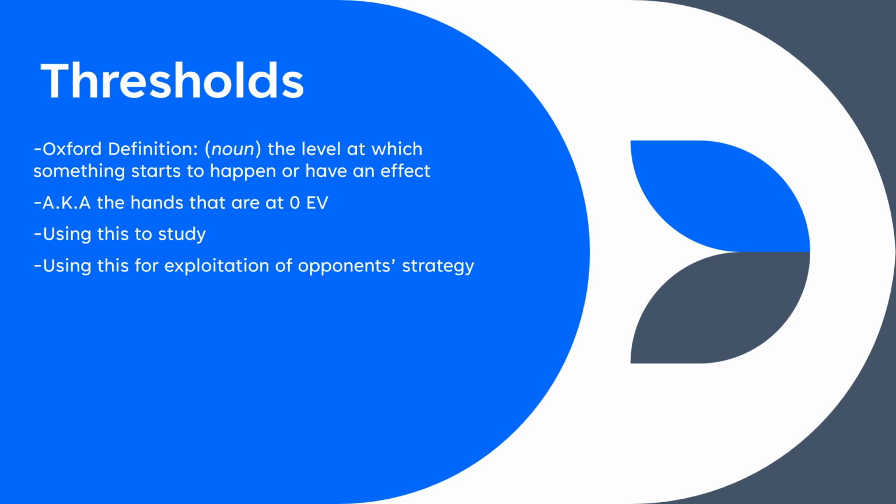The second thing: what is a threshold? The Oxford standard definition is the level at which something starts to happen or to have an effect. What does that mean in terms of poker? It means, aka also known as, the hands that are at zero EV.